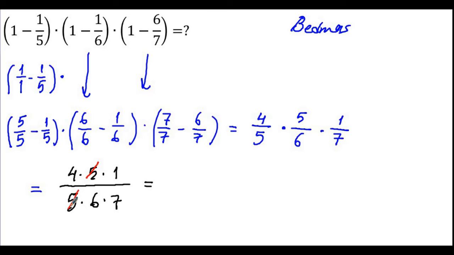So 5 and 5 cancels out. We are going to get 1 and 1 here. 4 times 1 is 4. 6 times 7 is 42. And then both of the numbers are divisible by 2. 4 over 2 is 2, and 42 over 2 is 21. So we got our answer. It is 2 over 21.